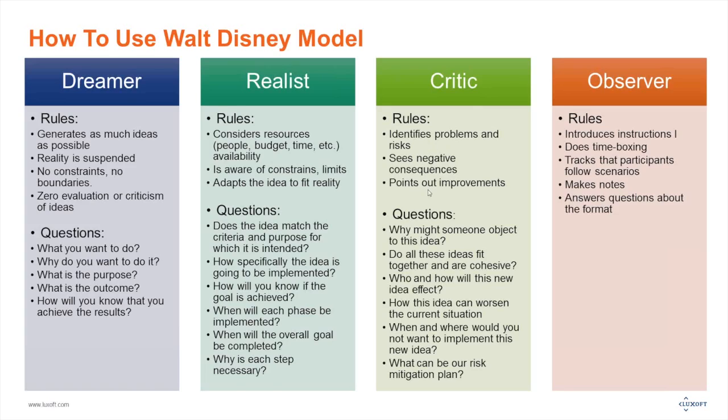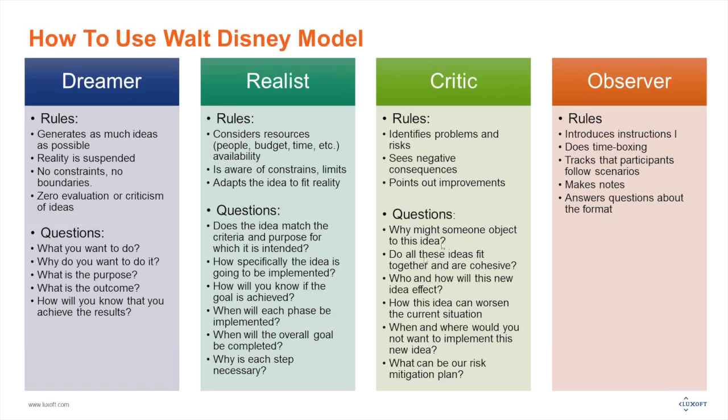And critics also point out improvements. It is a very important part of the critic's job. It's not only to criticize, but to say how the situation can be improved. So the following questions can be asked by the observer to the critics. Why might someone object to this idea? Maybe there are some stakeholders who don't want to have autotests on the project.